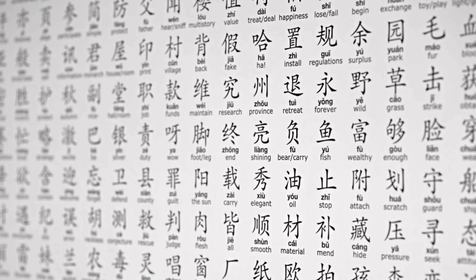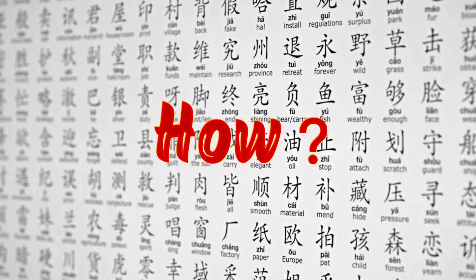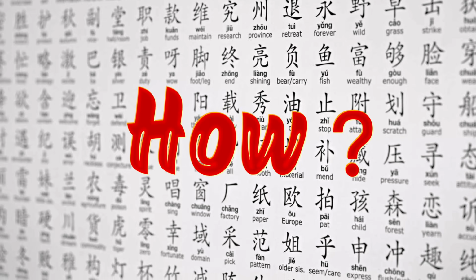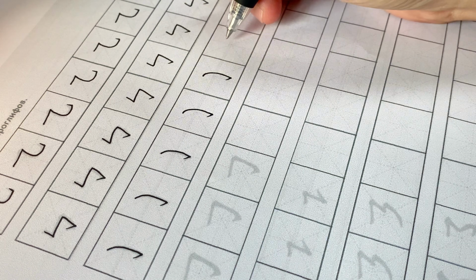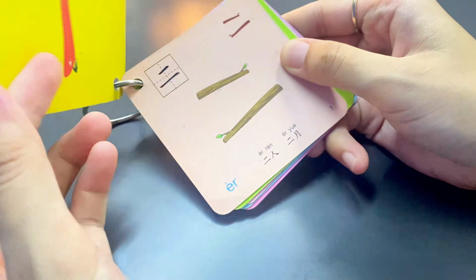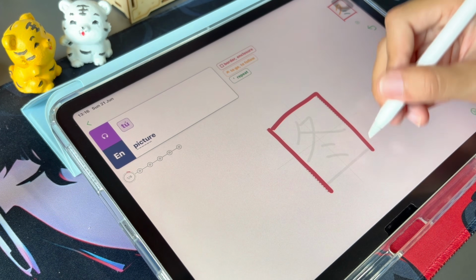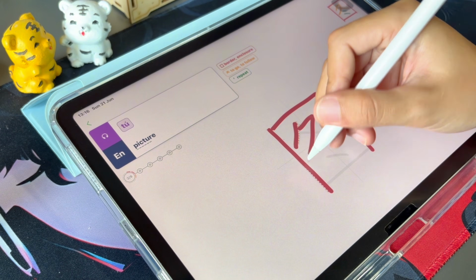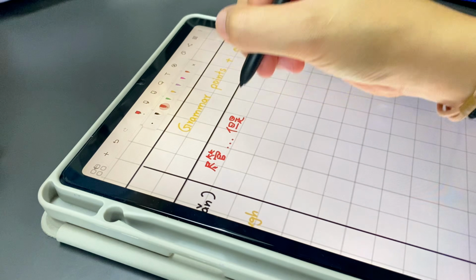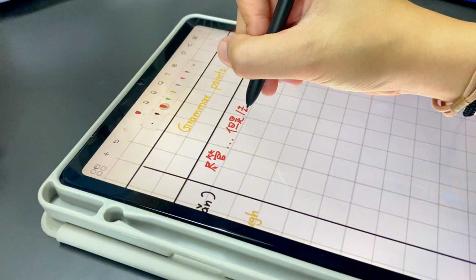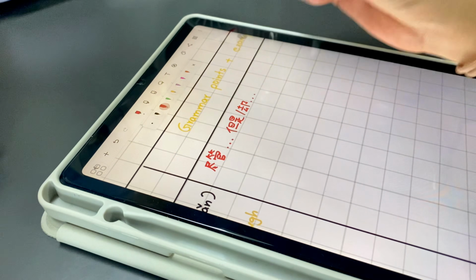If you've ever stared at Chinese characters and thought, how am I supposed to remember that? You're not alone. I've been there. And honestly, I still have that moment sometimes. But the problem isn't your memory, it's your method. So today, I'm going to walk you through exactly how to approach learning Chinese characters, what stopped working, what clicked, and what I actually do every day. Let's get into it.